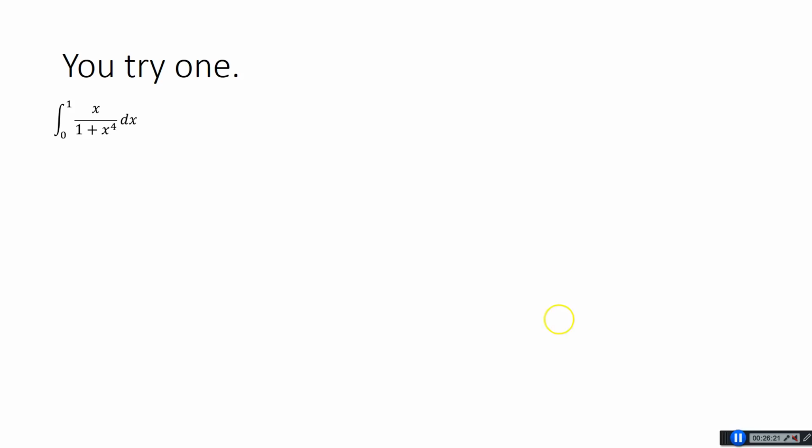So we got x over 1 plus x to the 4th dx. So the problem here, I think it's really tempting to say u should be 1 plus x to the 4th. But here's the problem with 1 plus x to the 4th. Then du would be 4x cubed dx. What's the problem with that? I don't have an x cubed, and I can't create it. You can't create x's. You can create constants, but you can't create x's.